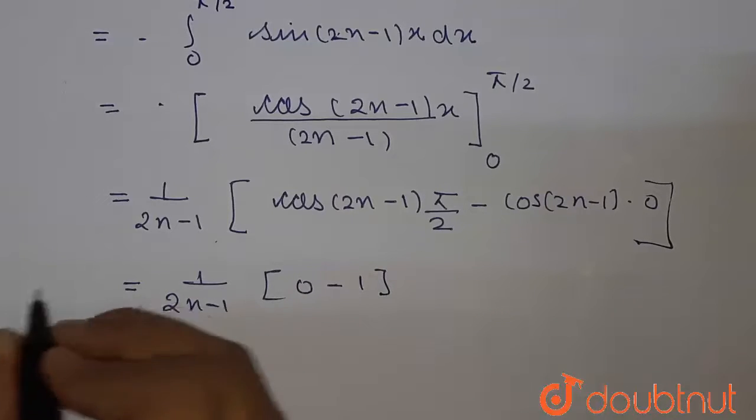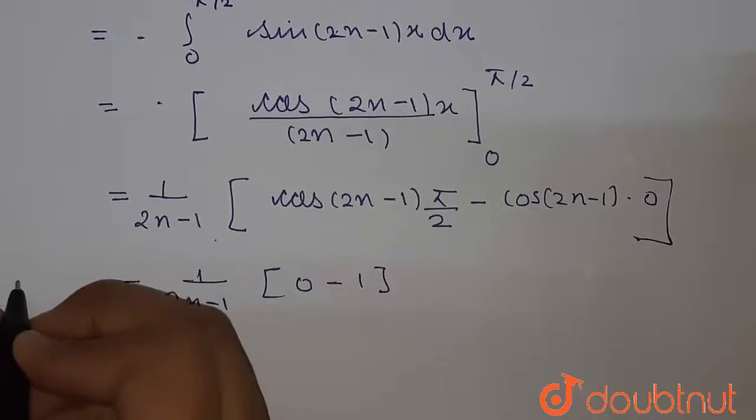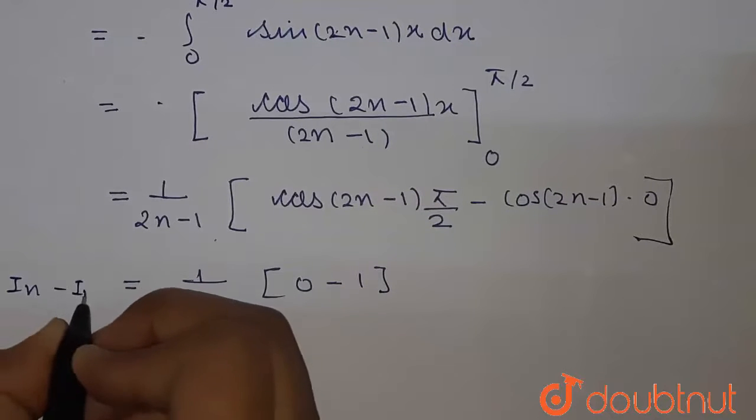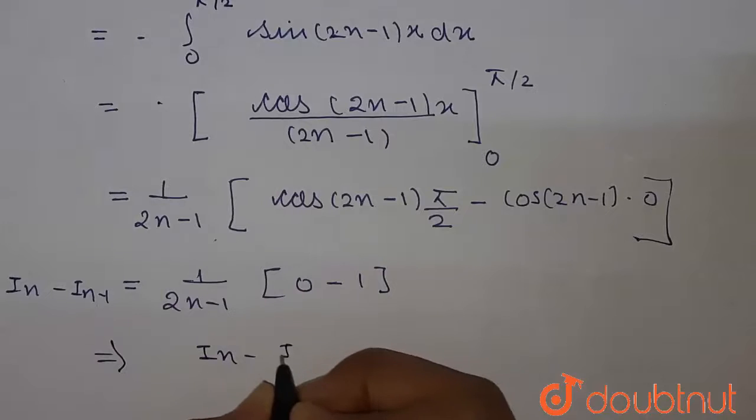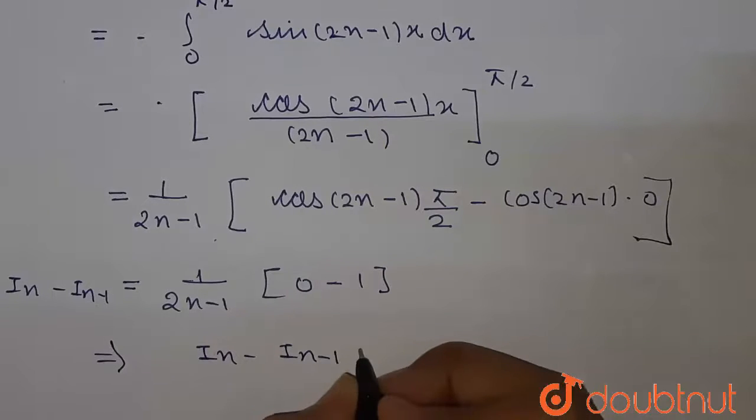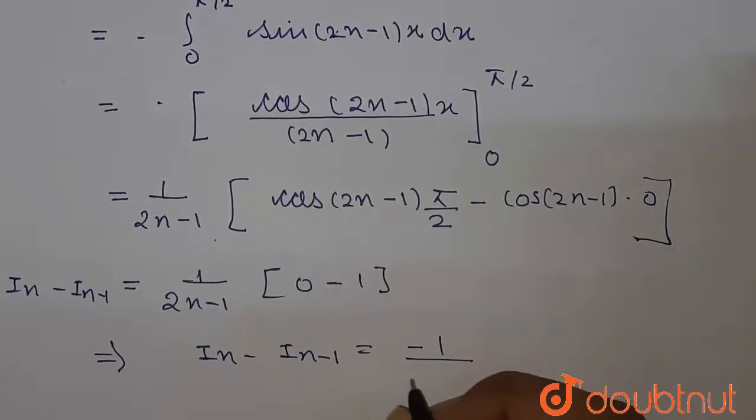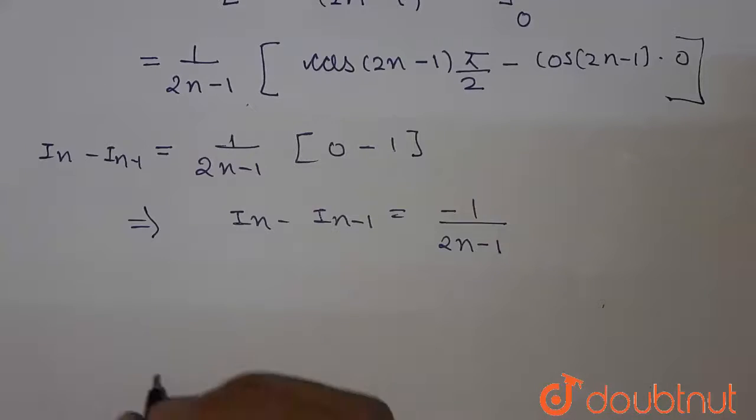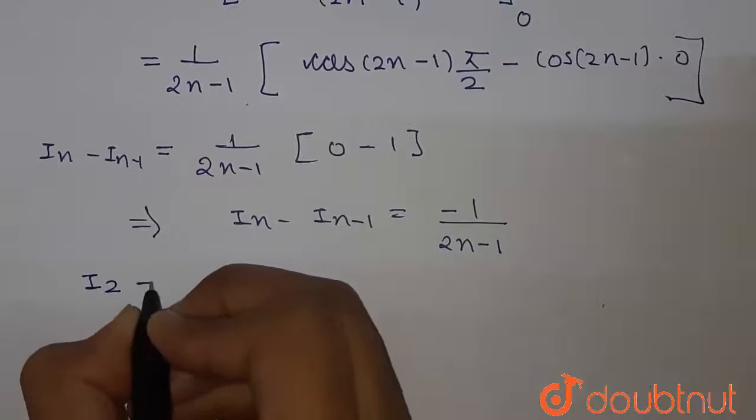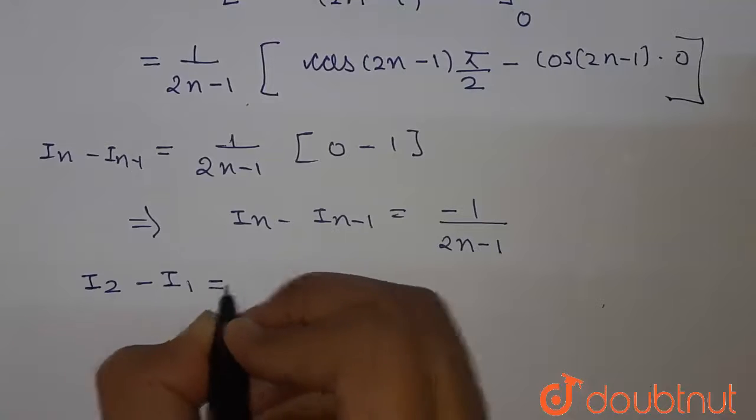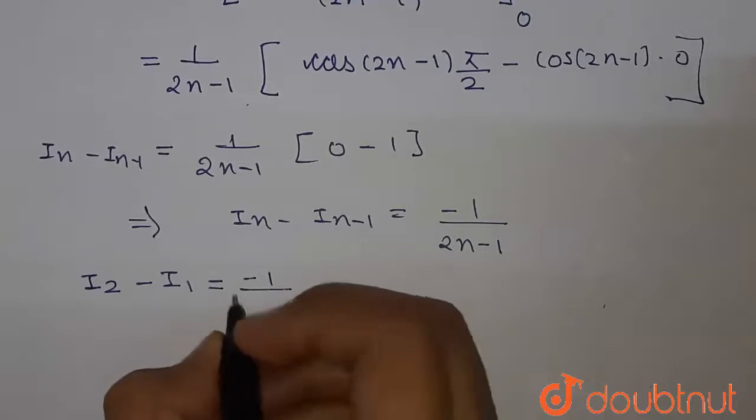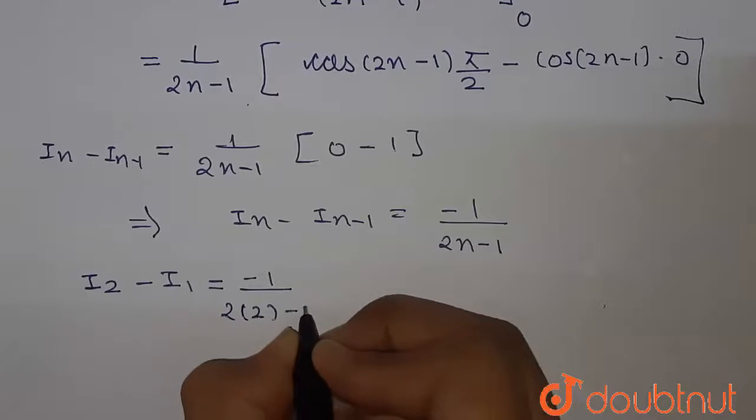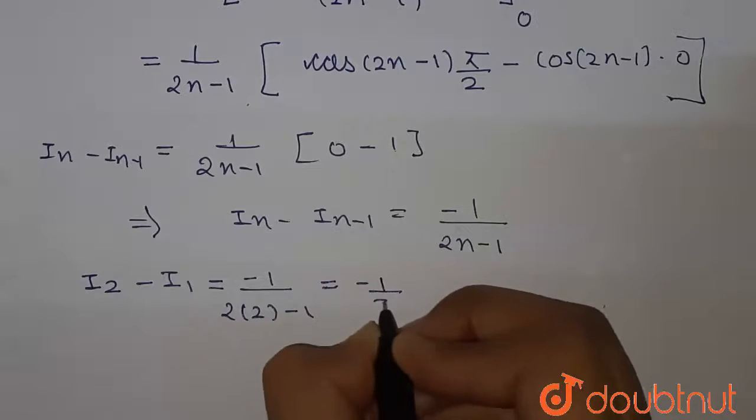So this thing was equal to what? Here we were in continuation having In minus I(n minus 1). So from here we get In minus I(n minus 1) equal to minus of 1 upon 2n minus 1. Right. Now in the question we were asked to find the value for I2 minus I1. So that will be equal to, instead of n, put here 2. So that will be equal to minus 1 upon 2 into 2 minus 1. That will give us minus 1 by 3.